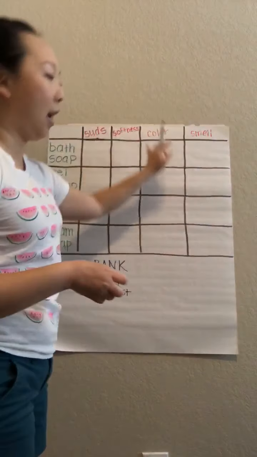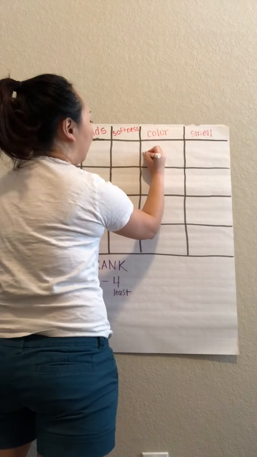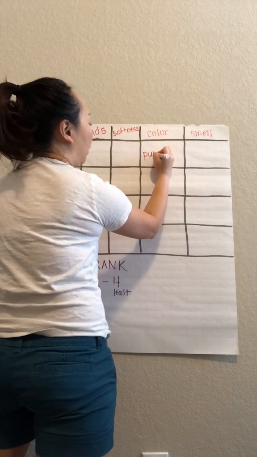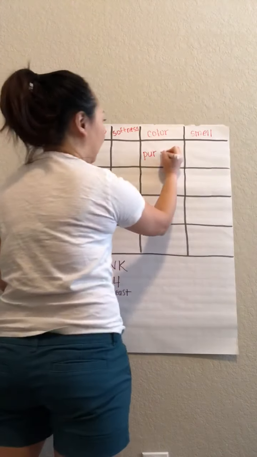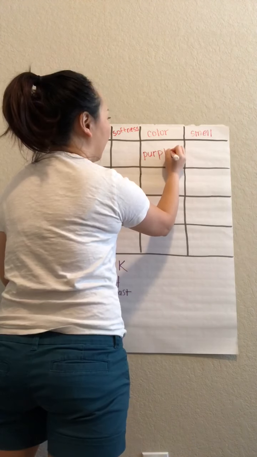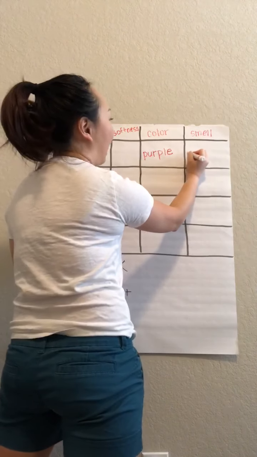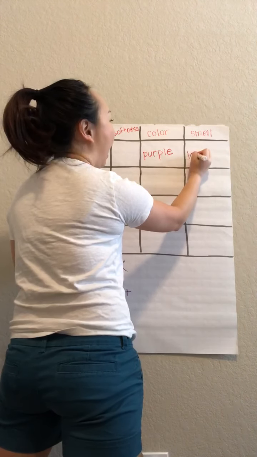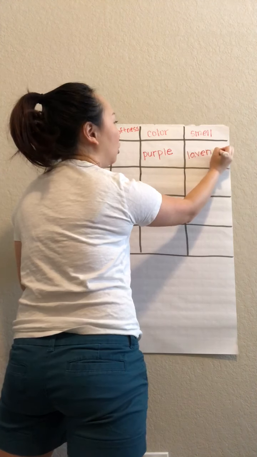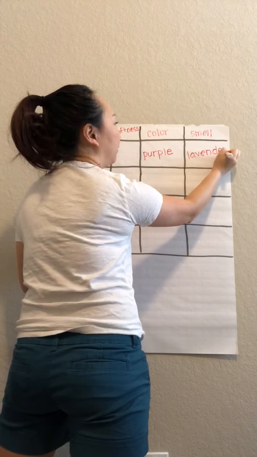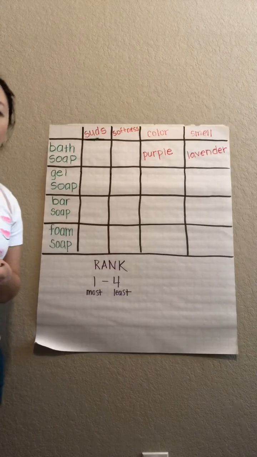So, color. What color was that? Purple. So I'm gonna write purple. And purple. Do you remember what makes a pull sound? P-L-E. Now the smell, lavender. I'm gonna sound it out. L-A-V-E-N-D-R. Okay? So that's what you're going to do for each one of the soaps that you find, okay?